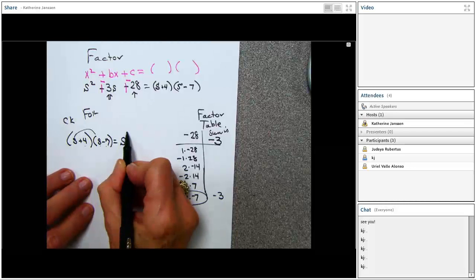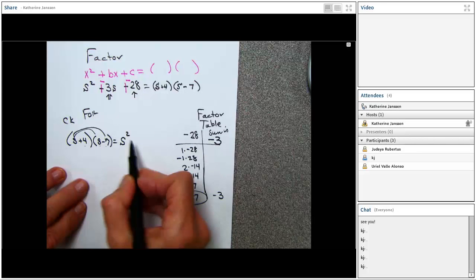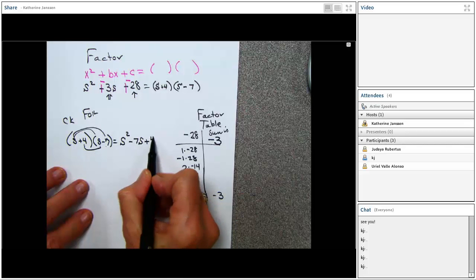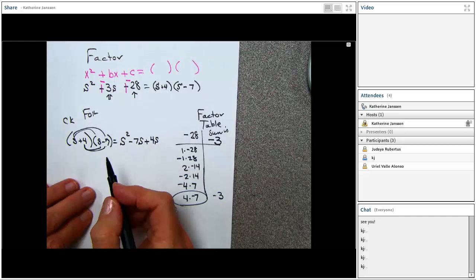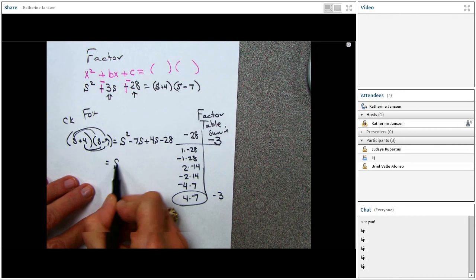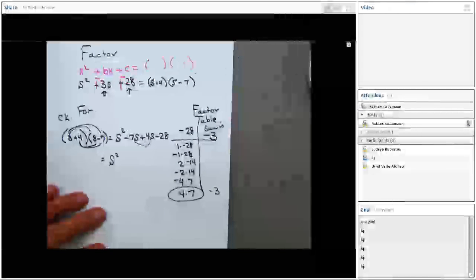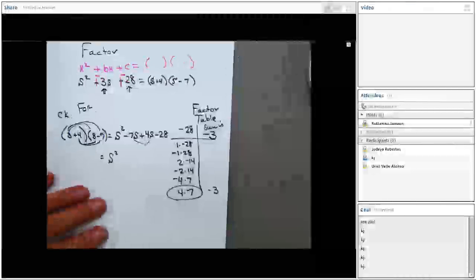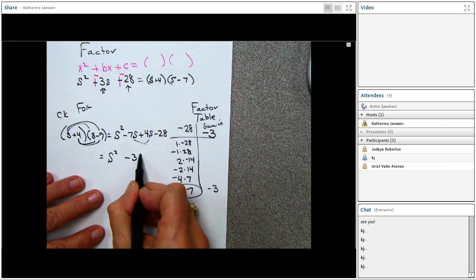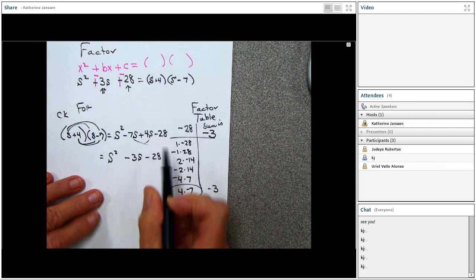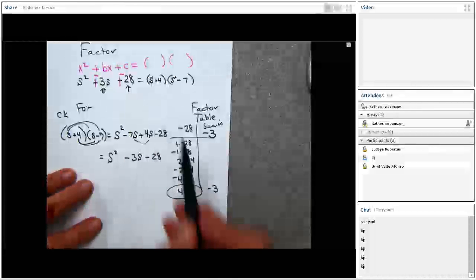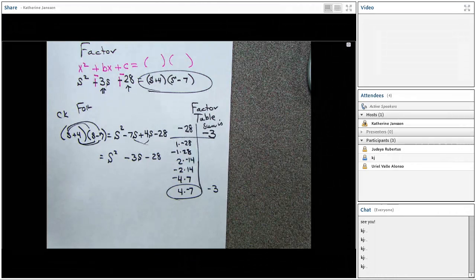First terms will be S squared. Outer terms are going to be a -7S. Inner terms are going to be a 4S. My last terms, 4 times a -7 is -28. S squared. Collect your like middle terms. I have a -7S plus 4S, which is a -3S, minus 28. S squared minus 3S minus 28 checks. So you can circle your factored result.